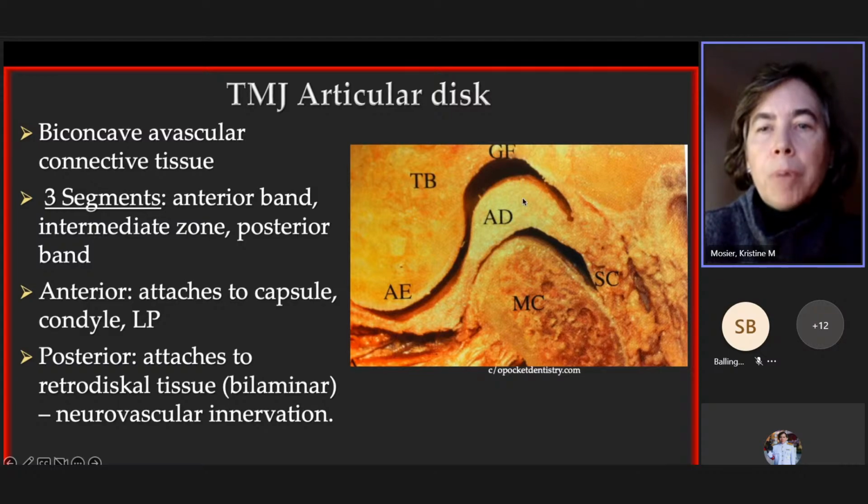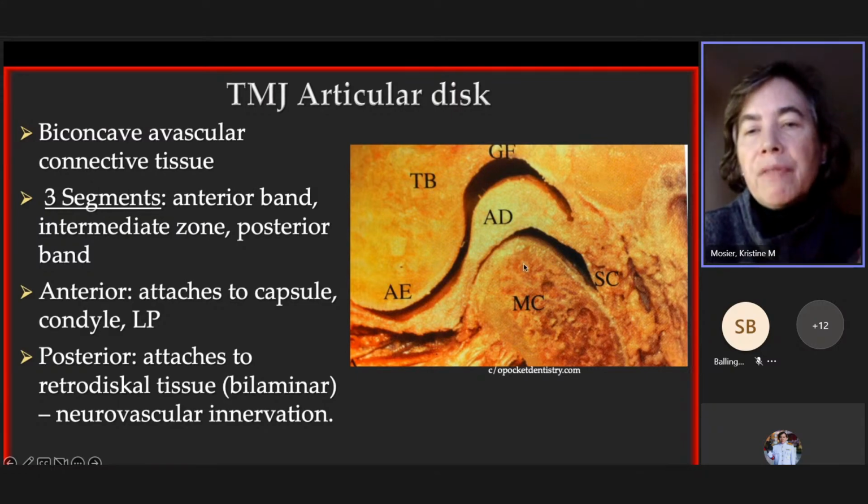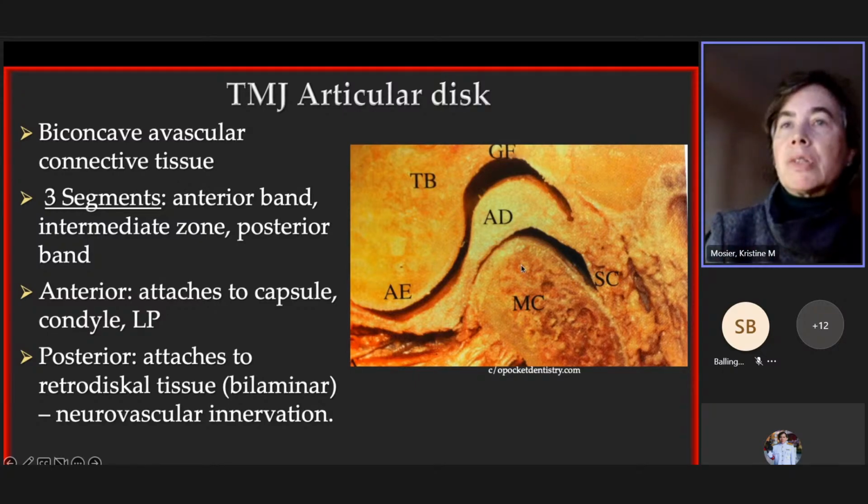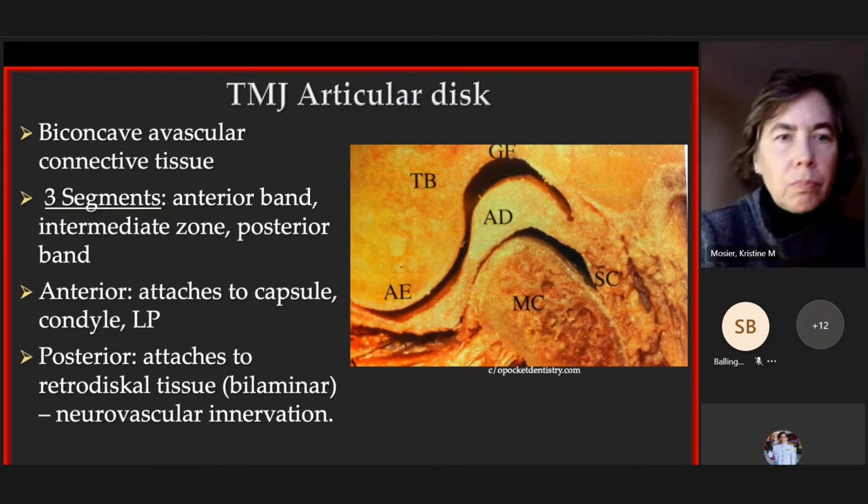band. Notice that the bulk of the posterior band is really centered over the high point of the condyle, or as Dr. Matthews talked about earlier, if you could superimpose a clock face on this, it would be about the 12 o'clock position. So just remember that it's really over the most superior portion of the condylar head. That's a normal position of the articular disc in a normal joint.